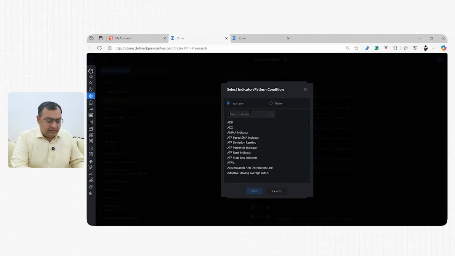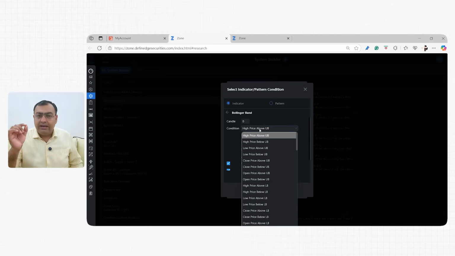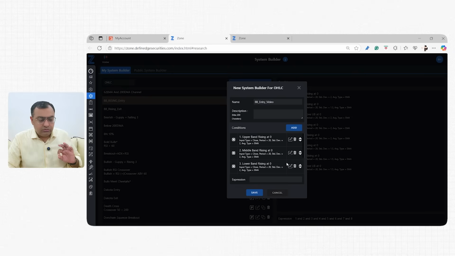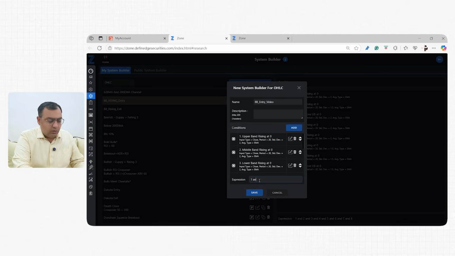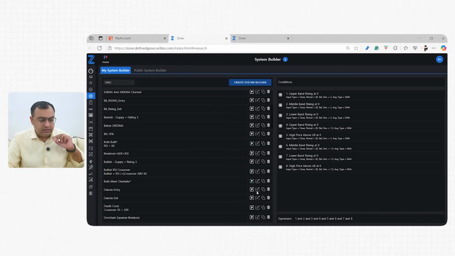Now as an entry, I will take Bollinger Band. High should be above my upper Bollinger Band at 20 and 2 EMA. I will just add the middle band as well over here. Okay, so I'm taking 1, 2, 3, 4, 5, 6, 7 and 8. So I've just taken 8 things and I'll click onto save.